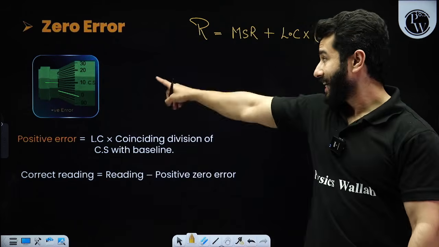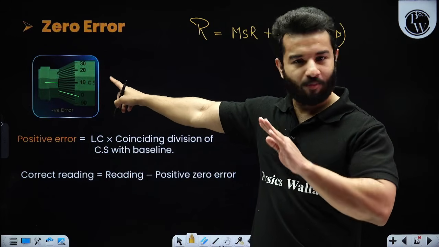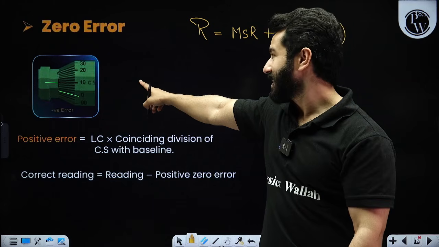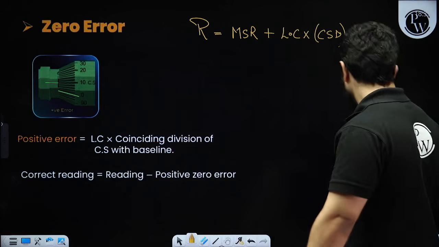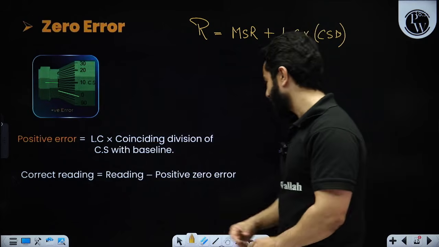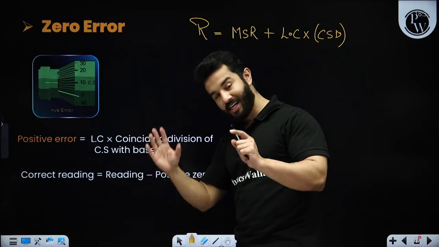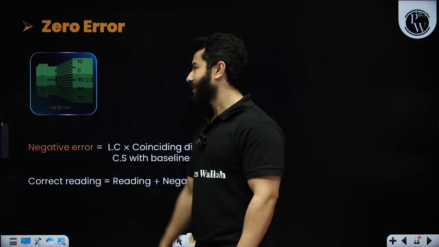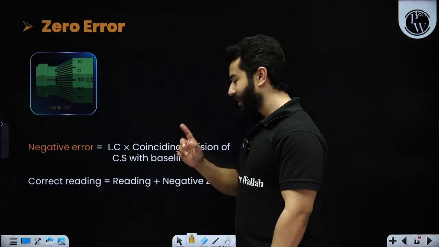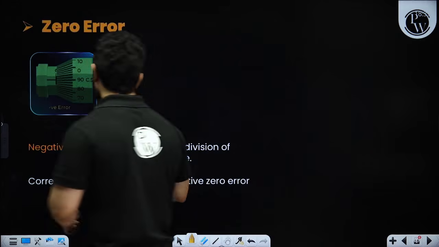So in this case that is 0, the main scale is showing nothing, plus 10 circular scale divisions, that means 10 multiplied by the least count. And this is a positive error, so always the error will be subtracted from the main reading. Errors are always subtracted. And similarly, when you talk about negative error, again do the same thing.